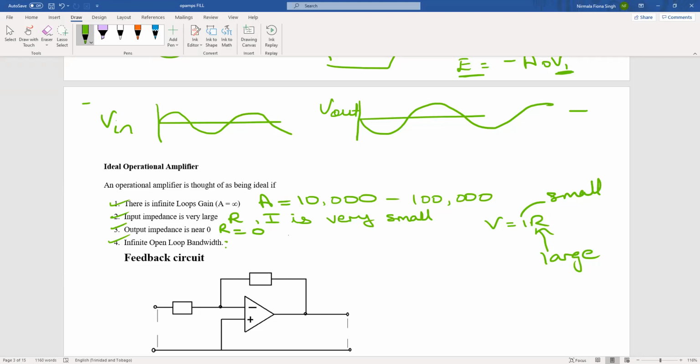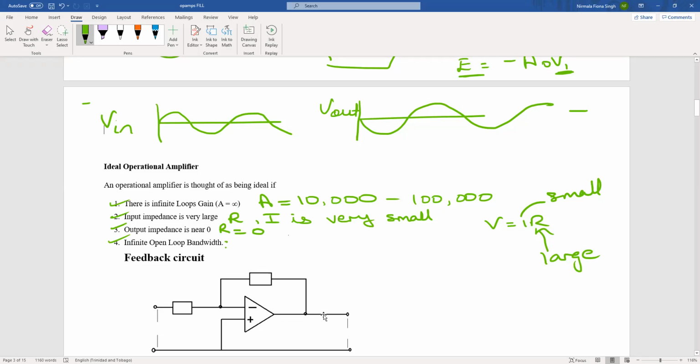Of course, we do not live in ideal land, but we do make assumptions for ideal operational amplifiers at this level because we don't need to go into all the long, complicated parts of real world situations as yet.